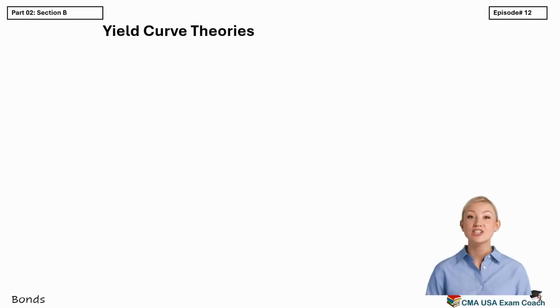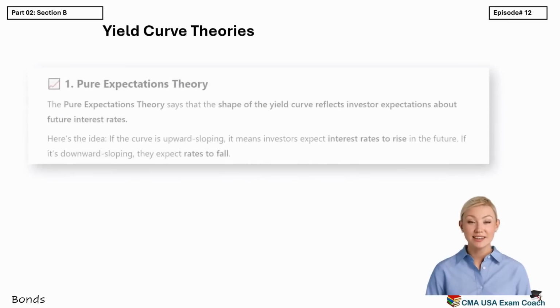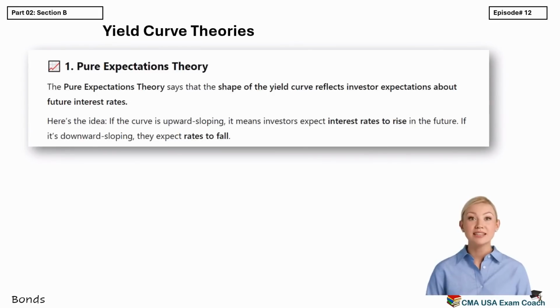Let's explore a foundational concept in fixed income, the yield curve, and the 4 major theories that explain its shape. The yield curve is a graph that shows the relationship between bond yields, interest rates, and their time to maturity. Normally, longer-term bonds have higher yields than short-term ones, but that's not always the case. So, why does the yield curve slope the way it does? There are 4 key theories that try to explain it: pure expectations theory, liquidity premium theory, segmented market theory, preferred habitat theory. Let's break them down one by one.